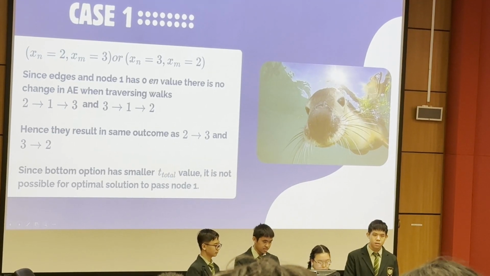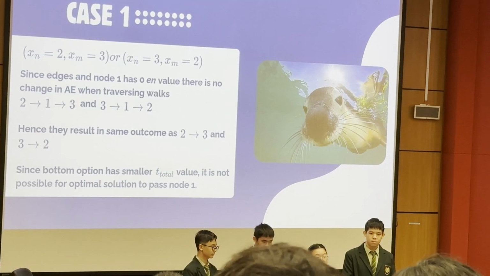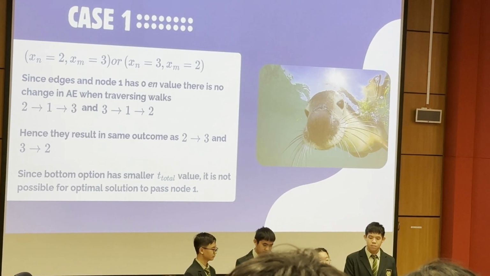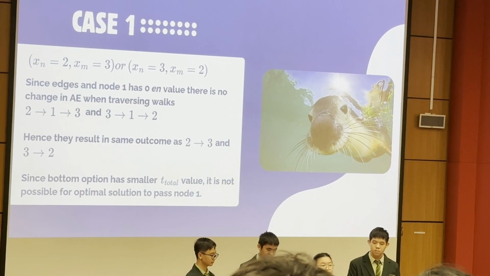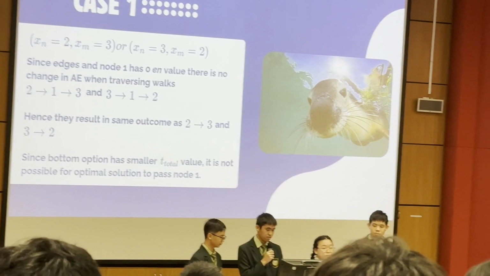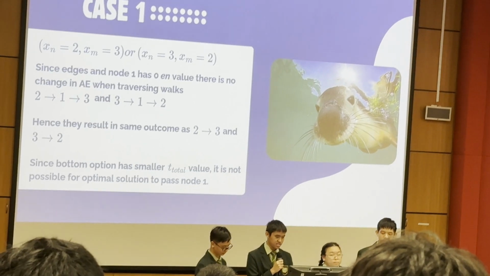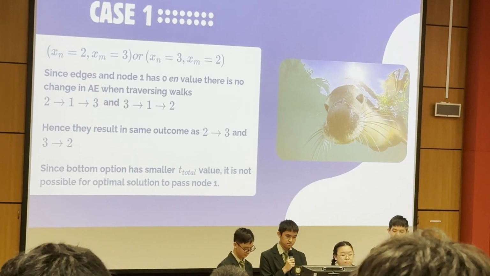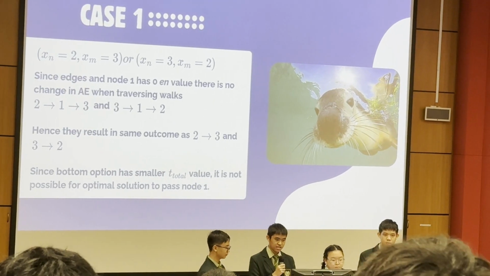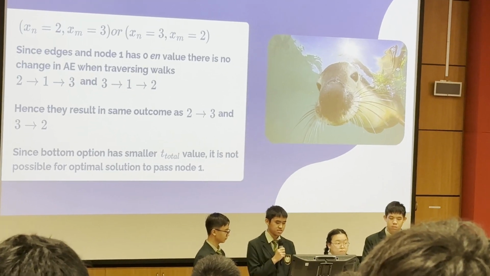Let's consider a first case where xn equals 2 and xm equals 3, or vice versa. Since the above mentioned edges have no enjoyment and node 1 has no attraction edges incident on it, there is no possible way for a change in total enjoyment when traversing the walks across the nodes 2-1-3 and 3-1-2. Hence, they result in the same outcome as 2-3 and 3-2 respectively. Since the latter option has a lower time spent, it is not possible for an optimal solution to first pass through node 1 in this case.